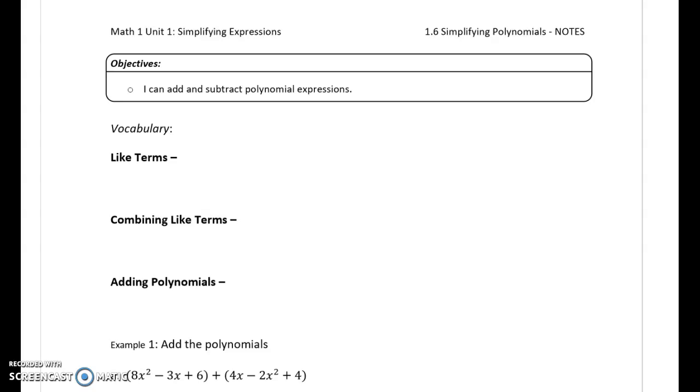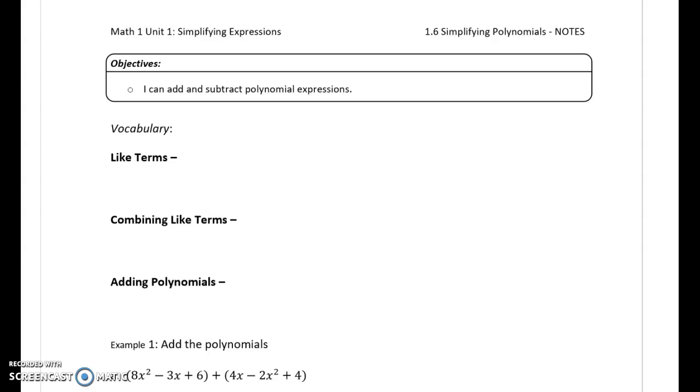Okay, moving on to the section 1.6 notes dealing with simplifying polynomials. After this lesson, you should be able to add and subtract polynomial expressions. So just like the last lesson, we're going to begin with some vocabulary.